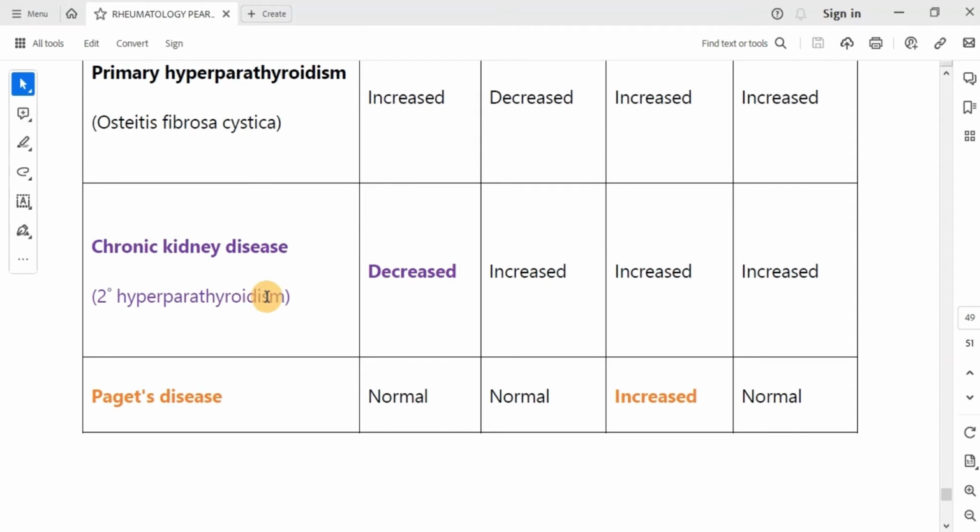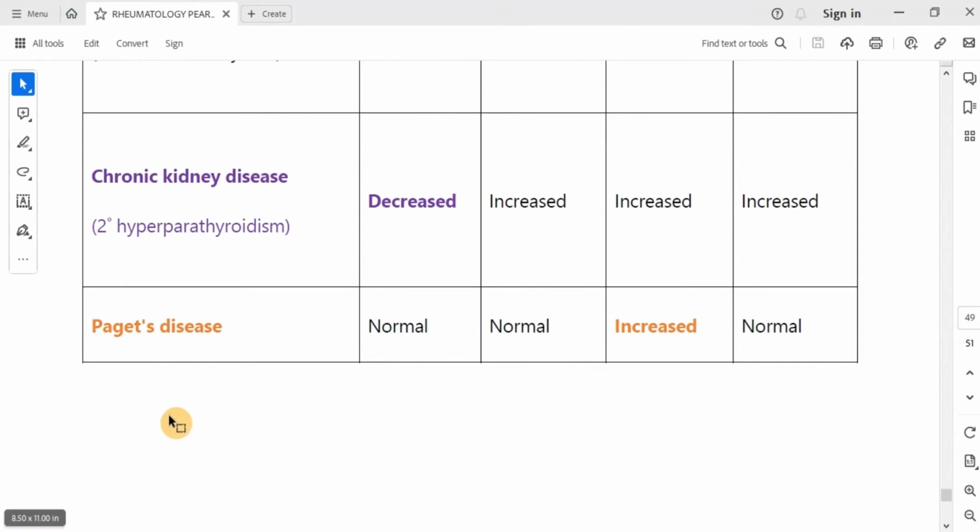And secondary hyperparathyroidism can only occur in the presence of renal impairment. Also the tertiary. Secondary will have hypocalcemia, tertiary will have hypercalcemia, and everything else should be elevated in both secondary and tertiary. And Paget's disease will have an isolated raise in the ALP level.